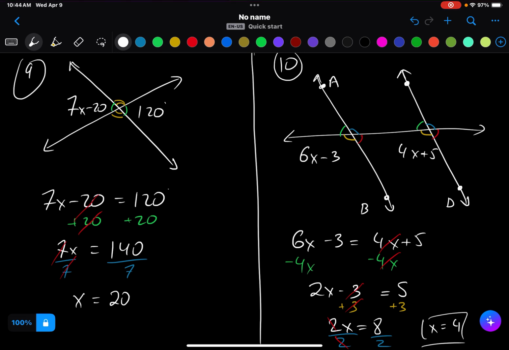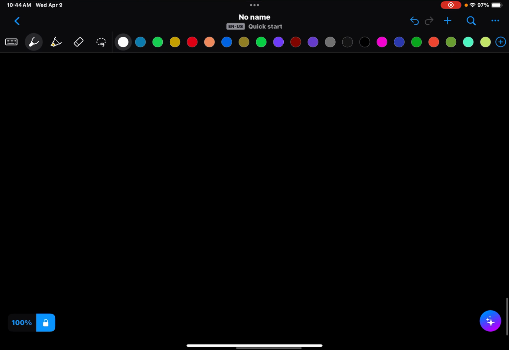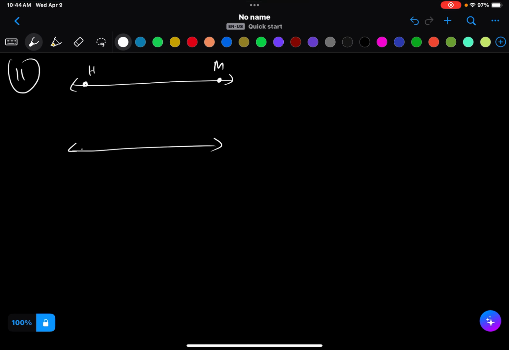So that's number 9 and 10. Pause this if you need to, and we're going to move on to our last two problems. So number 11, similar to 12, you have two parallel lines. HM is parallel to GF. And it's being split by a third line.